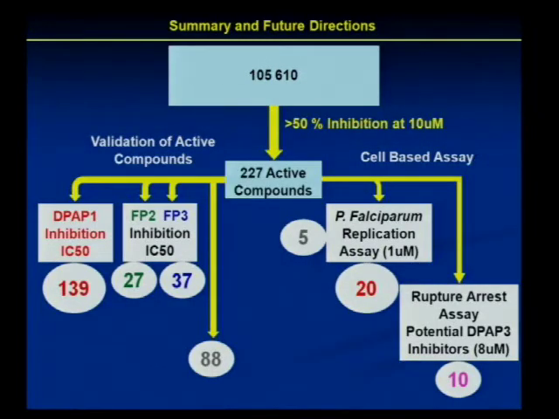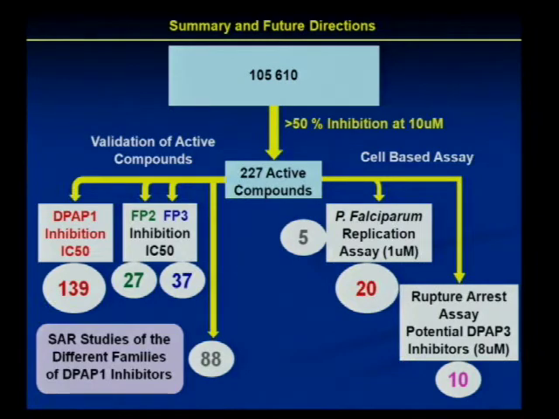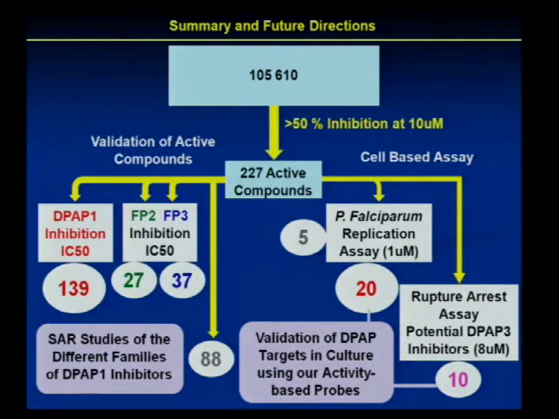So basically, the take-home message: we find a lot of interesting hits that we can validate as DPAP1 inhibitors. Some of them have an effect in decreasing parasitemia. Some of them might be DPAP3 inhibitors. So our next step will be to do SAR studies, structure-activity relationship studies, of the main families we found. But also, we want to use our activity-based probes to validate whether those inhibitors that have an effect in vivo actually hit their targets in culture.